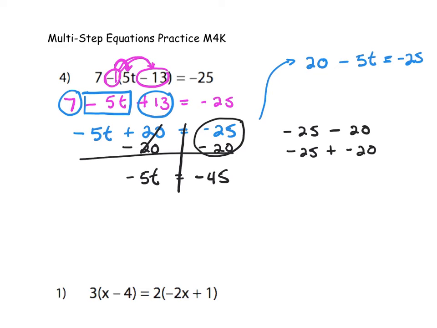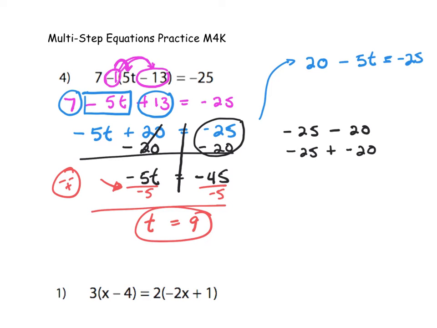Our final solving step is to eliminate the coefficient. So I'm going to divide by negative 5 on both sides. It's not a positive 5 because the inverse operation I'm using is division, and I need to have a negative divided by negative to get a positive variable t. So here's my positive t, and on the other side again I have a negative divided by negative, and that would be positive 9.